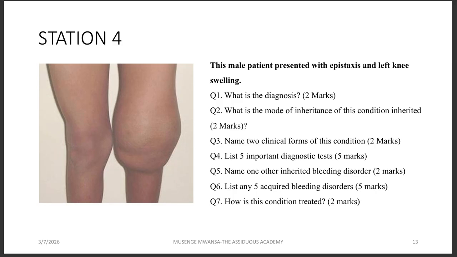And then list any five acquired bleeding disorders. Anything that is acquired that you can mention that can cause bleeding. Yeah, you're not born with it like that. Okay, a liver disease, and specifically because the liver will produce what? The clotting factors, isn't it? So someone will be able to bleed. Any other? Okay, very good.